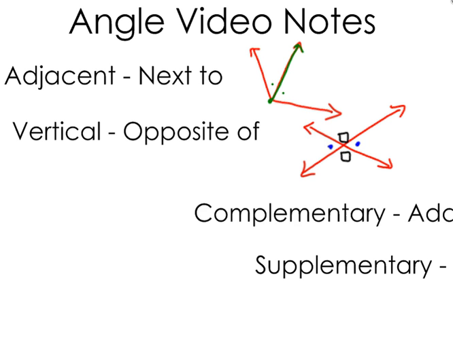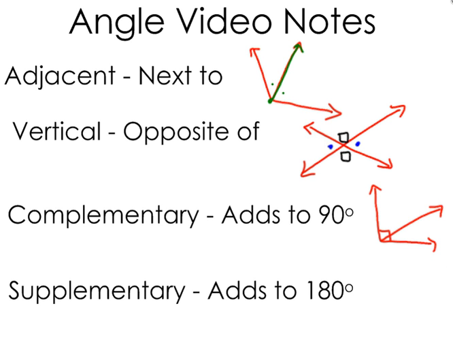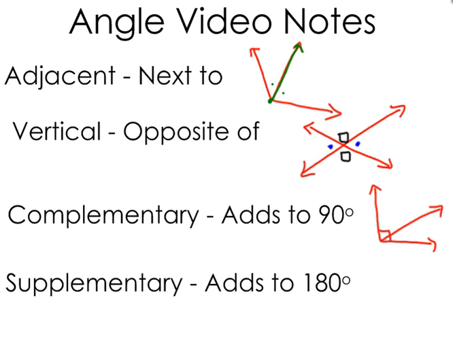Okay, next we have complementary. Complementary means that you have two angles that add up to 90 degrees, or two angles that form a right angle. So there's a 90-degree right angle, and then this 90-degree angle might be split into two complementary angles. And then finally, supplementary is when you have two angles that add up to 180 degrees. So 180 degrees would be a straight angle, just like this, and then that might be split into two angles, so that would be supplementary angles.